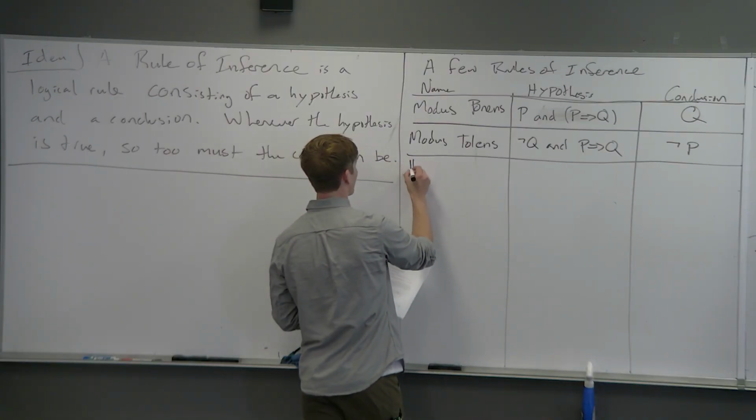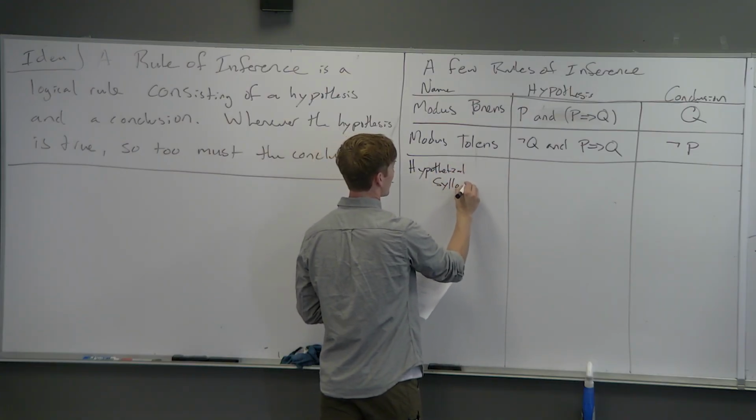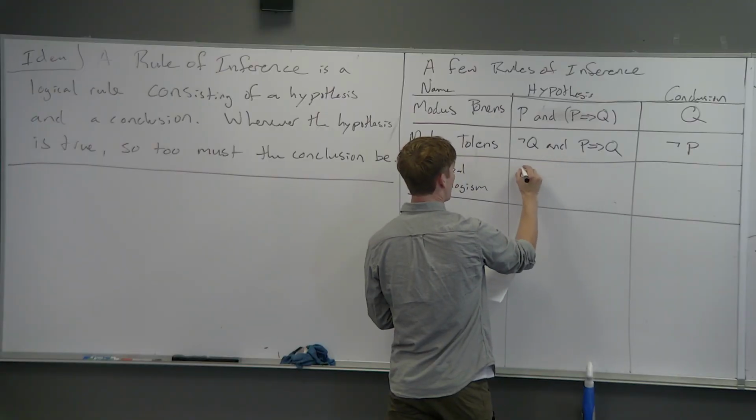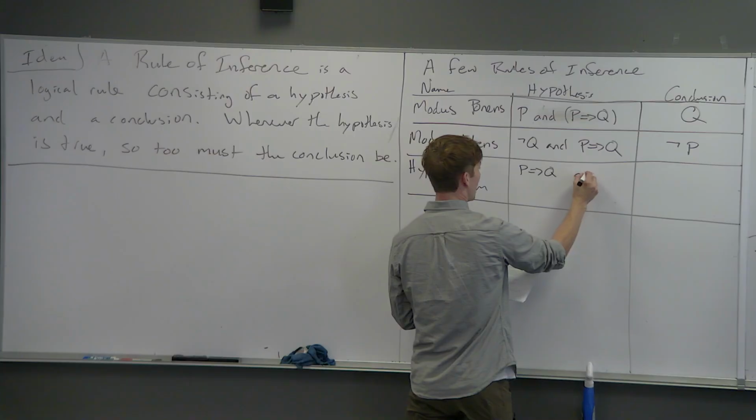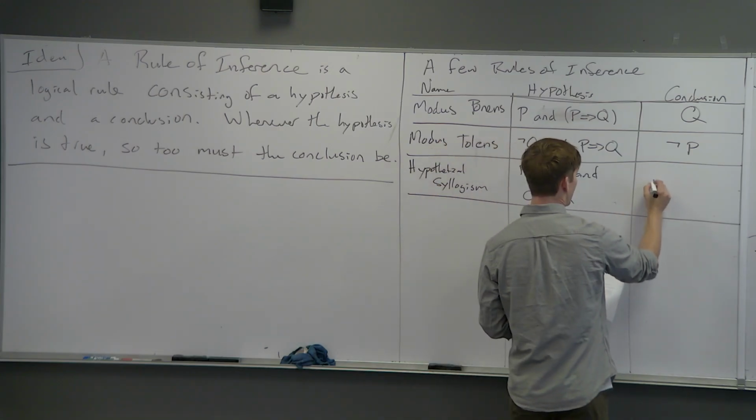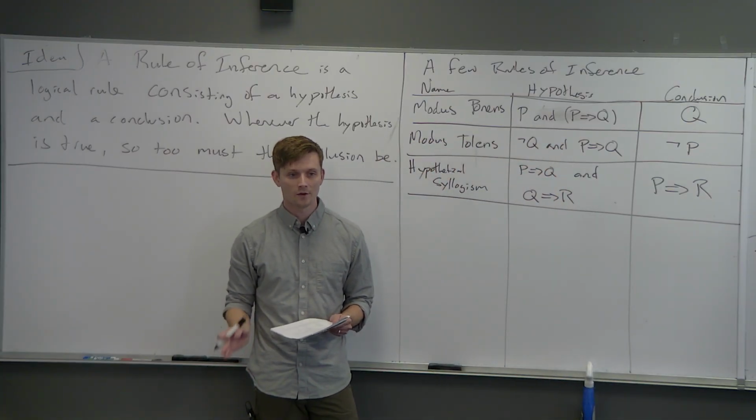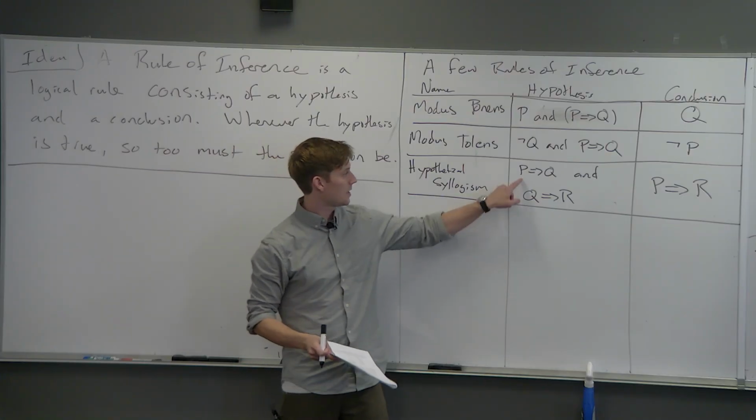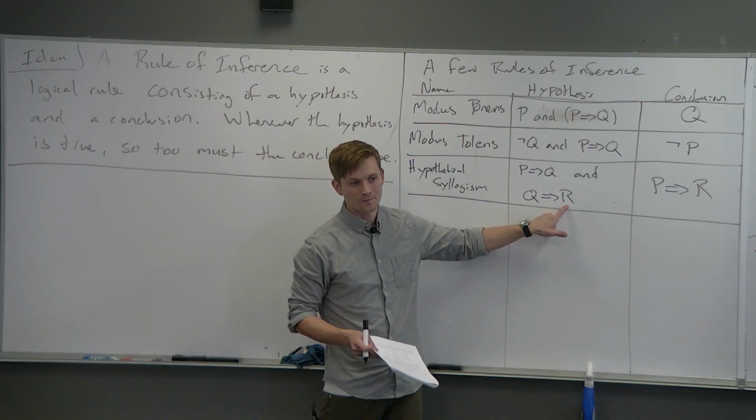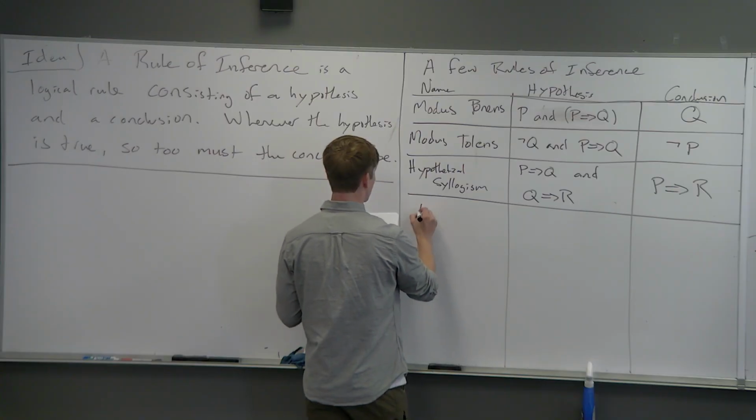We also have a hypothetical syllogism. A hypothetical syllogism says P implies Q and Q implies R implies that P implies R. That is, your conclusion is that if P implies Q and Q implies R, then hey, P implies R. Reasonable? Okay, fair enough. We've also got addition, as it's called.